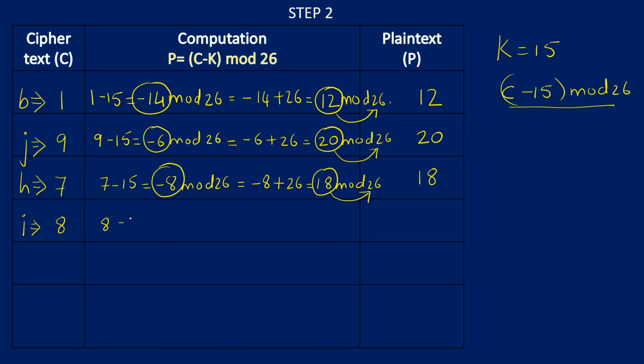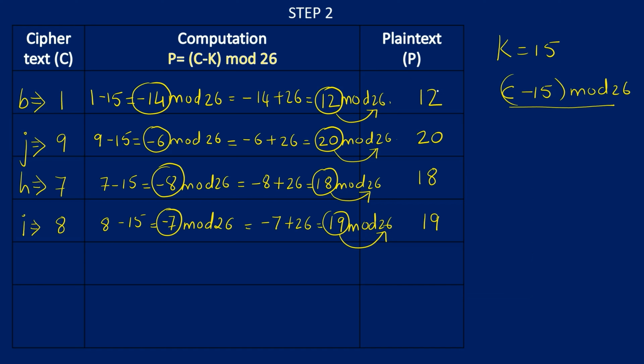Now I do 8 minus 15. I got minus 7 mod 26. Since I got a negative number, I have to do modular arithmetic. So I repeat it again. I do modular arithmetic so that this number minus 7 is brought within the range of 0 to 25. So I have to take minus 7, add 26 to it. I get the answer as 19. Then you see that this 19 is a number which is positive and it is less than 26. That is, it is within the range of 0 to 25, and hence 19 is my final answer.